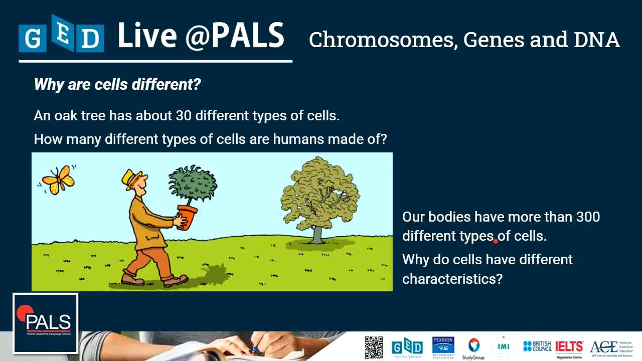So why are cells different from each other? An oak tree, for example, has about 30 different types of cells. How many different types of cells does a human have? Our bodies have more than 300 different types of cells. Why do cells have different characteristics?